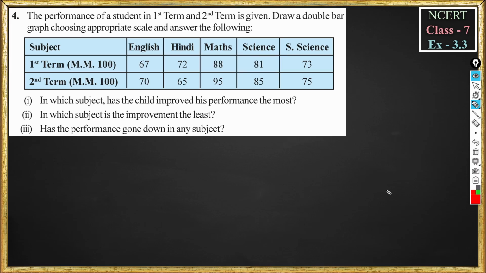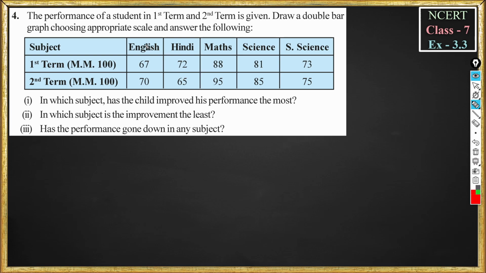Class 7 Maths, Exercise 3.3, question number 4. The performance of a student in first term and second term is given. Draw a double bar graph choosing appropriate scale and answer the following. So, some data is given which represents performance of a student in first term and second term.